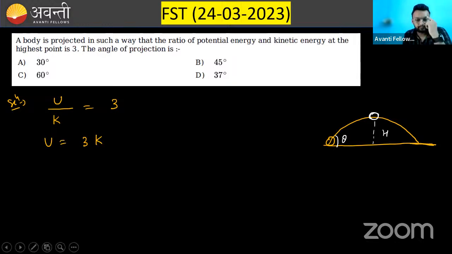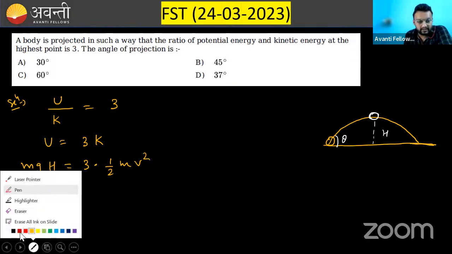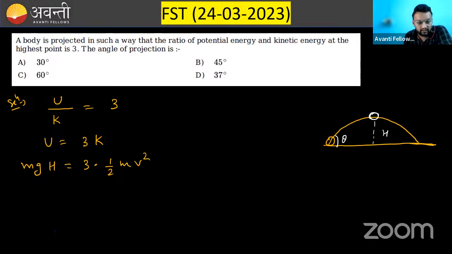K is the kinetic energy. Now, what is U? U is mgh. At the highest point, the potential energy is mgh, where m is the mass. This equals 3 times the kinetic energy, which is half mv square. Now, I think you all know the formula of the maximum height.